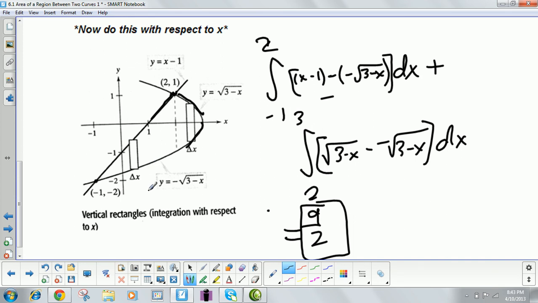So that's it for these notes. Just to sum up, you should be able to find the area of the region between 2 curves, and then intersecting lines as well. And then also understand the difference between with respect to x, which is the vertical rectangles, and with respect to y, which is the horizontal rectangles.